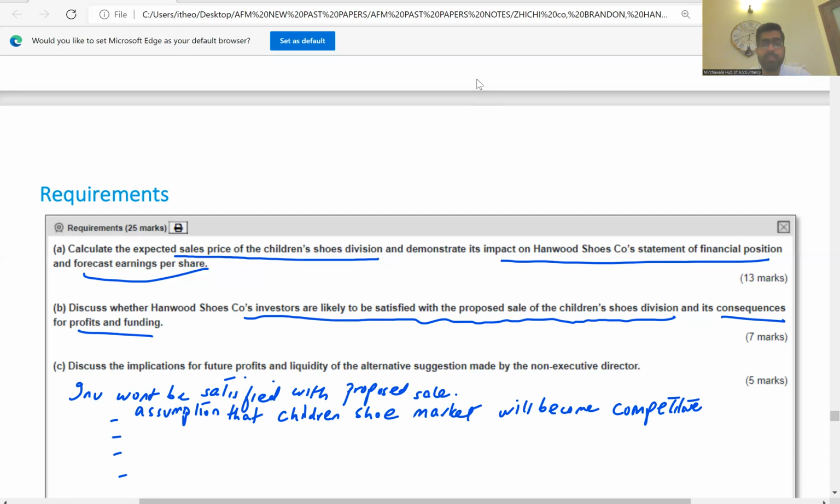That investors won't be satisfied with the proposal. They will say, okay, it's just based on an assumption that market will be more competitive. Why are you running away from competition? We have been in this business for many years. You will face competition. Why is there a need? And secondly, you're just thinking it will become competitive. Let it happen, then take decision. Okay, 1 valid point, 1 mark.